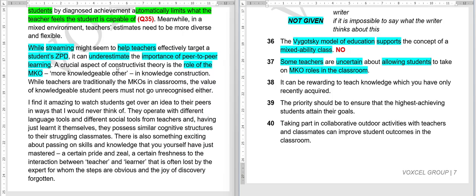And a crucial aspect of constructivist theory is the role of MKO, more knowledgeable other, in knowledge construction. So what does MKO mean? More knowledgeable other. So basically one student knows more than other students. While teachers are traditionally the MKOs in classrooms, the value of knowledgeable student peers must not go unrecognized. So they're talking about teachers being the MKOs in classrooms, but the value of other students should not go unrecognized either. So knowledgeable peers should not go unrecognized.